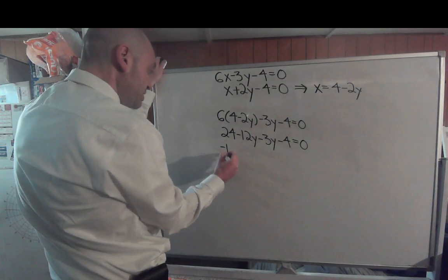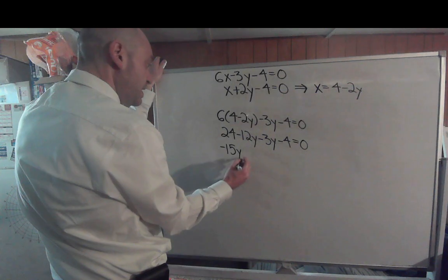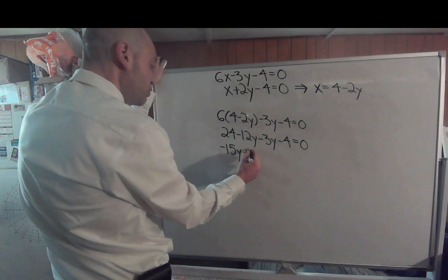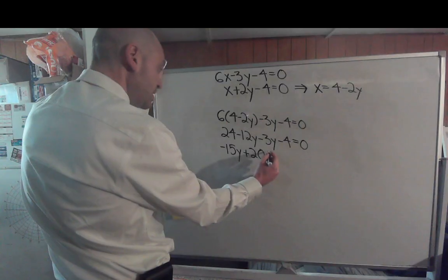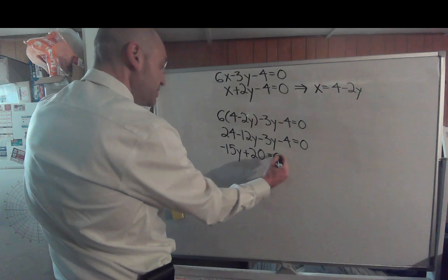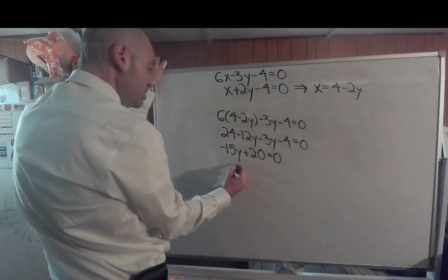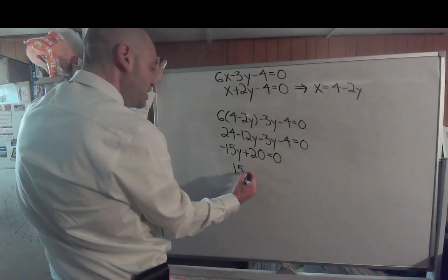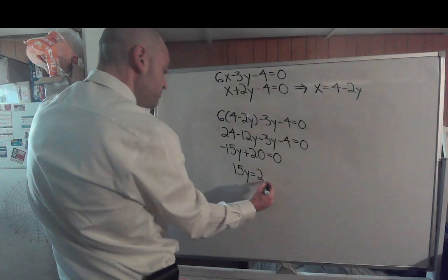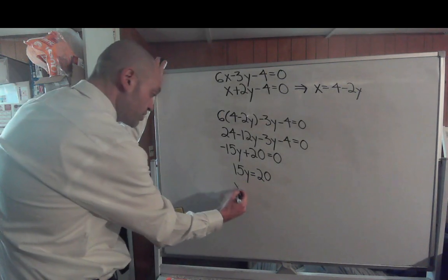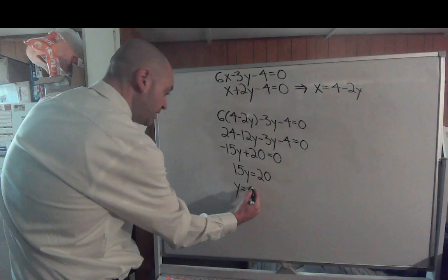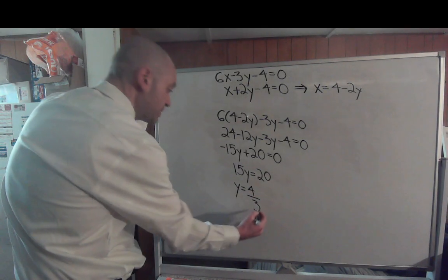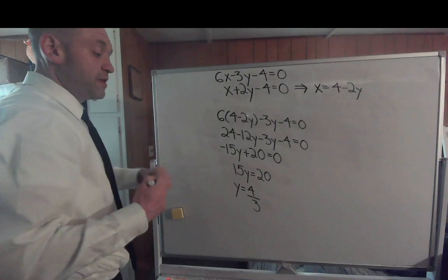So you should get 24 minus 12y minus 3y minus 4 is equal to 0. So this would turn into negative 15y plus 20 is equal to 0, which would give you 15y is equal to 20, which would give you y equals 4/3. All right, so we found y.